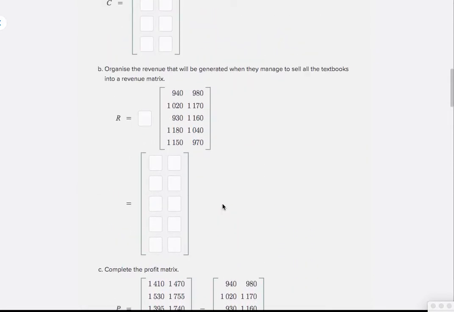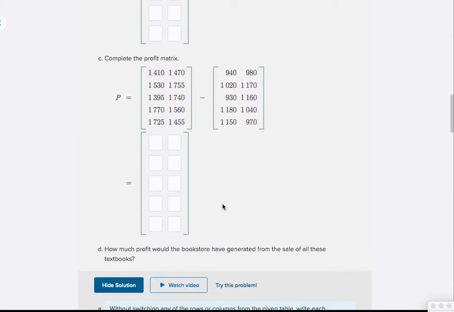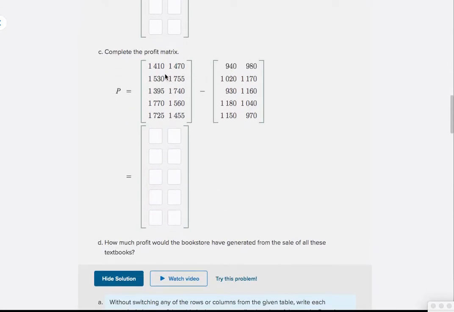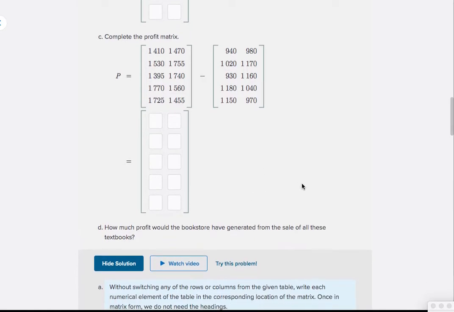Question C. Complete the profit matrix, for how much we're selling them for. Profit is equal to the sale price minus the cost price. So you bought the semester 1 business textbook, you sold it for $14.10, and you had bought it for $9.40. So the difference in those two numbers should give us the profit in that box there. And similarly with all the other textbooks.